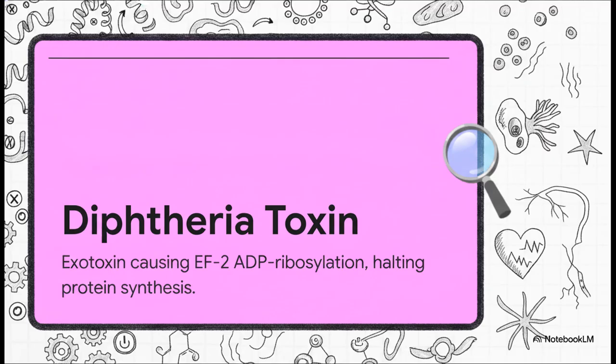Down on the molecular level, it causes the ADP ribosylation of elongation factor 2, or EF2 for short. By doing this, it literally hits the brakes on protein synthesis inside the host cells, just shuts it down completely. That cellular destruction is the exact mechanism driving the crazy pseudomembrane formation, that severe myocarditis, and the delayed polyneuropathy. Strep, conversely, leans a lot more on direct tissue invasion and its own distinct streptococcal toxins.